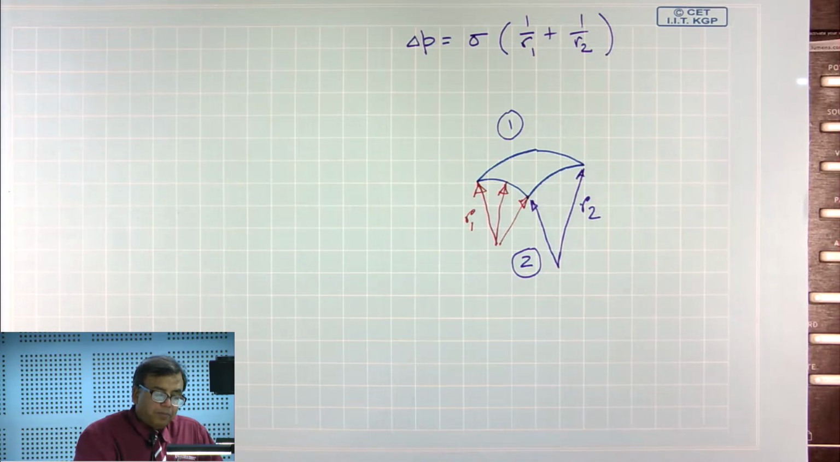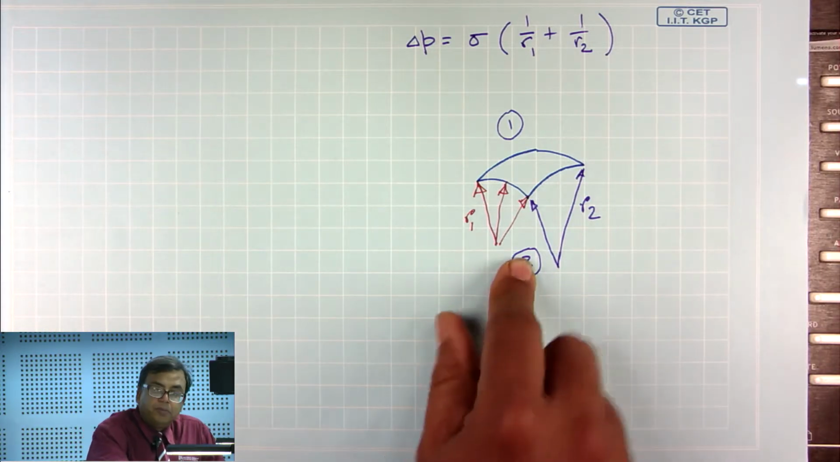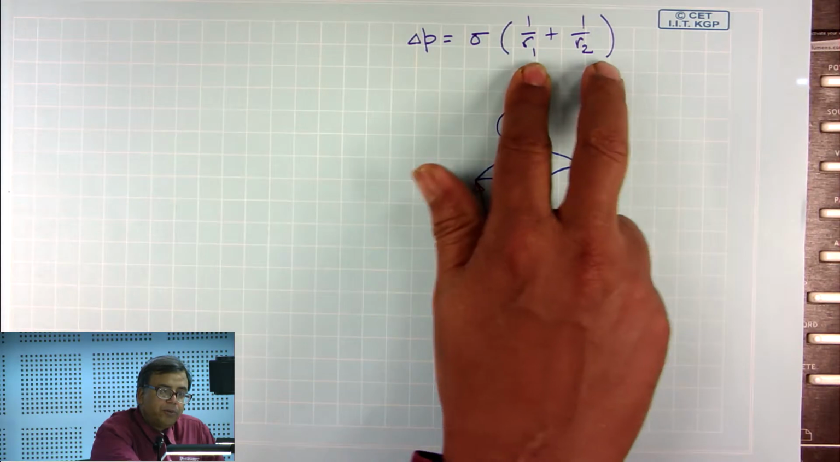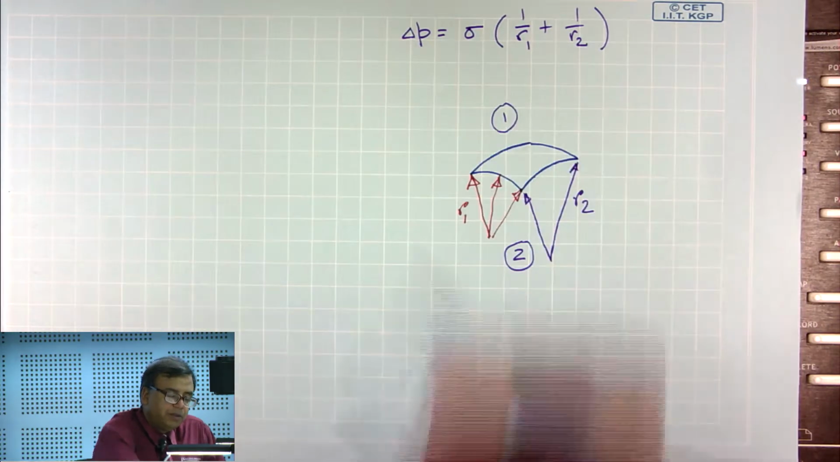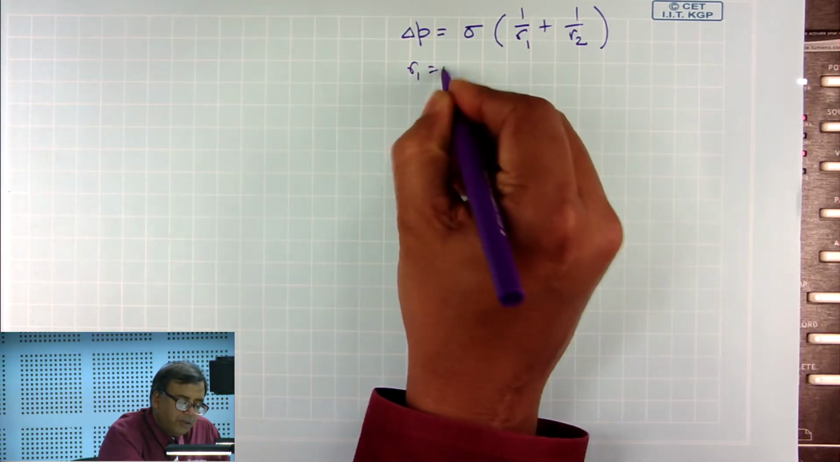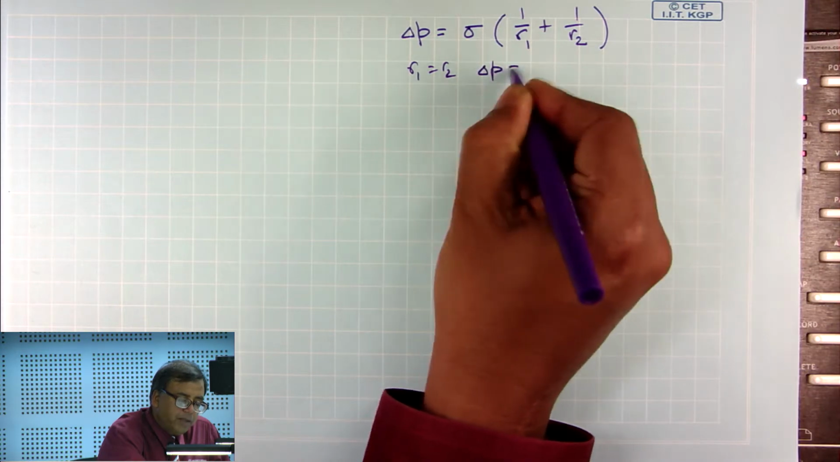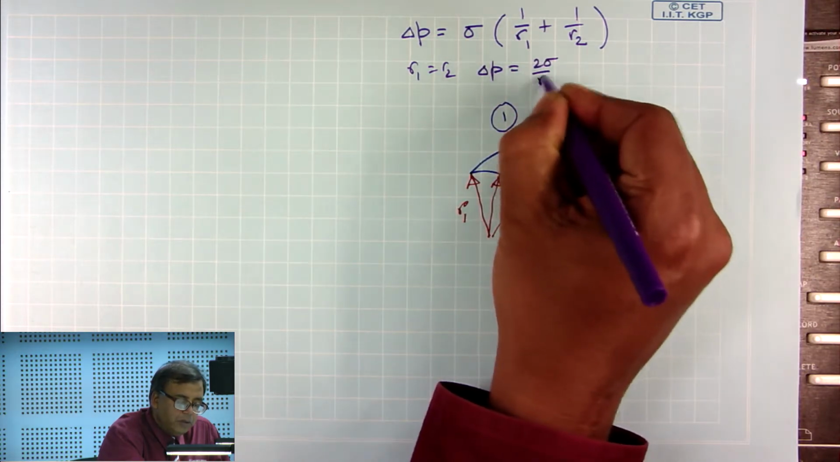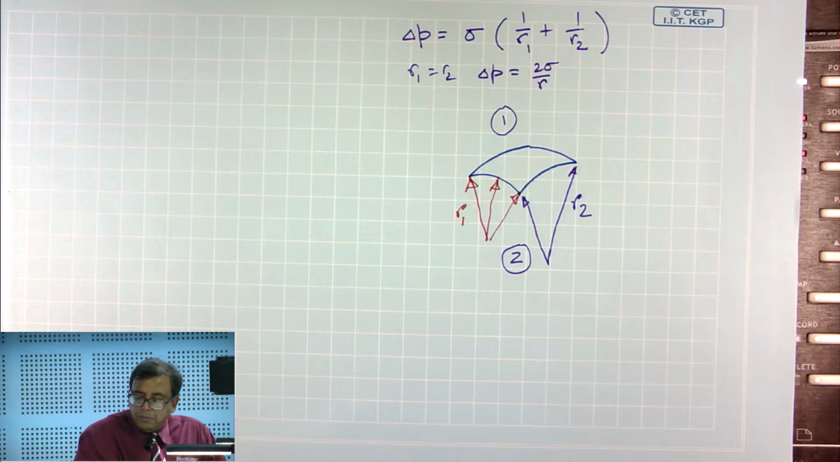Okay. And if it is a perfect sphere, then both your R1 and R2 are the same. So when your R1 is equal to R2, you end up with delta P equal to 2 sigma by R. But the question is, where did this equation come from, and what are the assumptions that are built into this equation for deriving it?